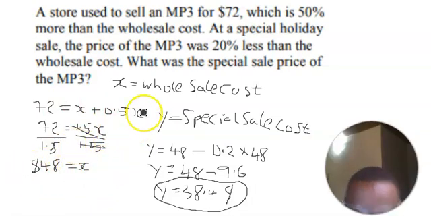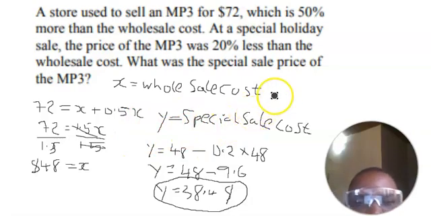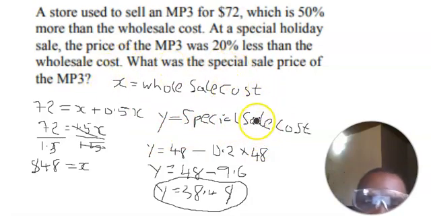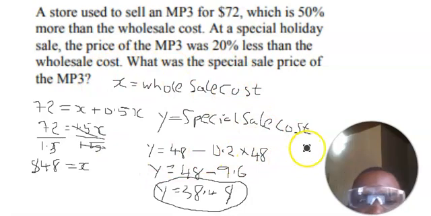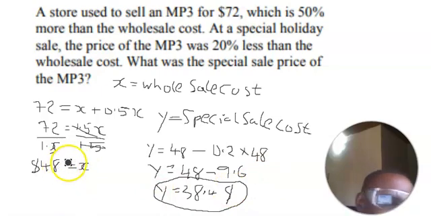But on a special day, we are told that the special sale cost is 20% less than the wholesale cost. Since the wholesale cost is $48, we have 48 minus 0.2 times 48, that's 20% of 48, which gives us 9.6. We subtract that, and that gives us 38.4. Is that clear? This one is a little bit tricky, but it's simple. It's still percentage. You can walk through it.